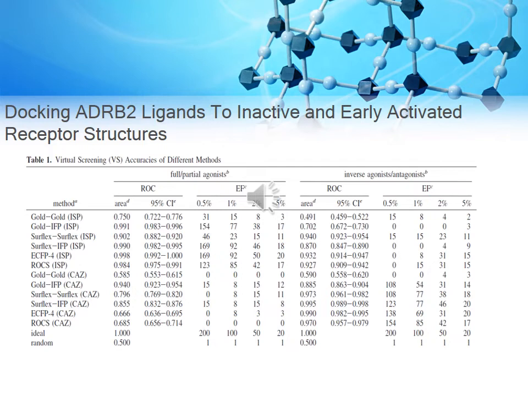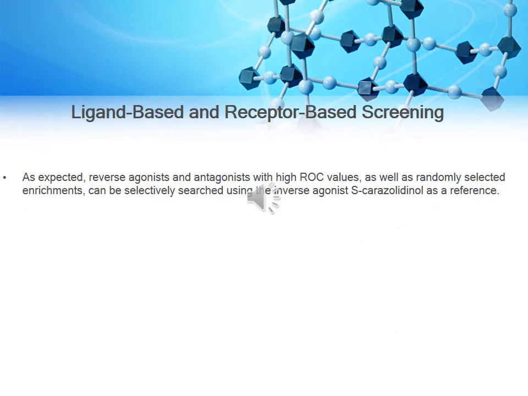The rates are at least as good as those previously reported for beta-2 adrenergic receptor based on similar structures in virtual screening experiments and are usually better. As expected, the inverse agonist S-carazolol can be used as a reference of selectivity to search for inverse agonists and antagonists with high ROC values as well as randomly selected enrichment.